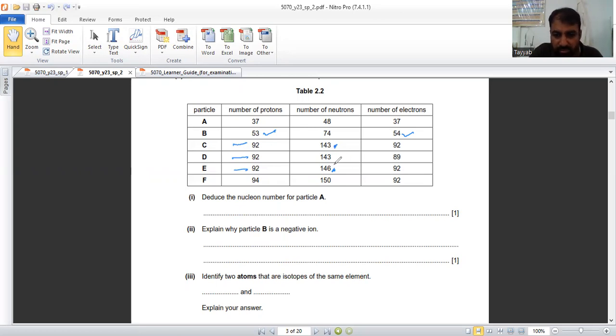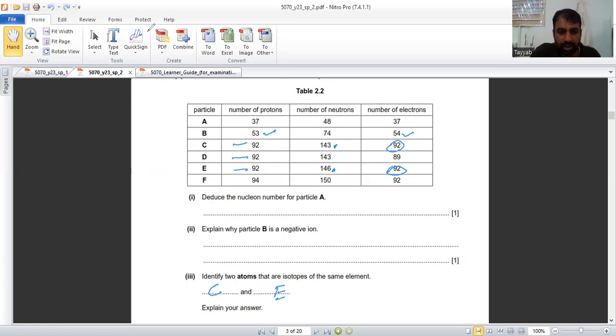D specifically because it is... no, isotopes, 143, atoms. Why atoms? Same number of protons and electrons. Okay, so here you will write C and E, sorry, C and E. C and E are isotopes of each other. So hope you are clear with the relevant example.